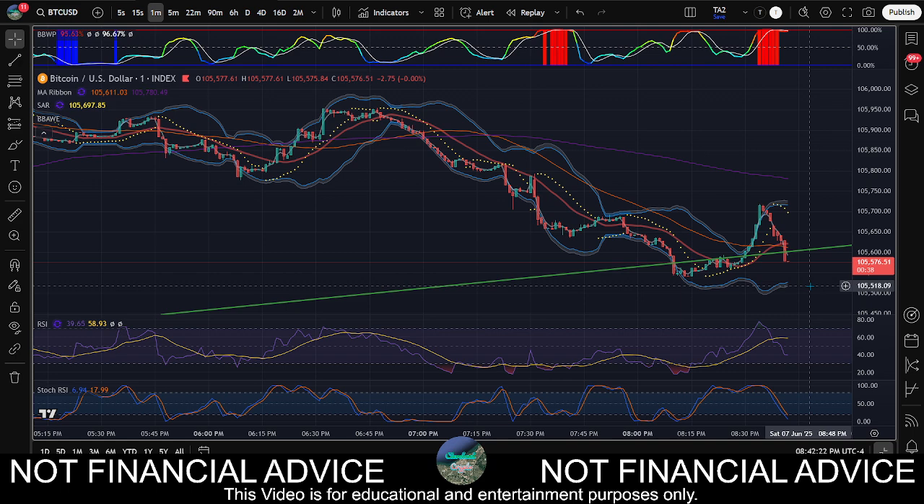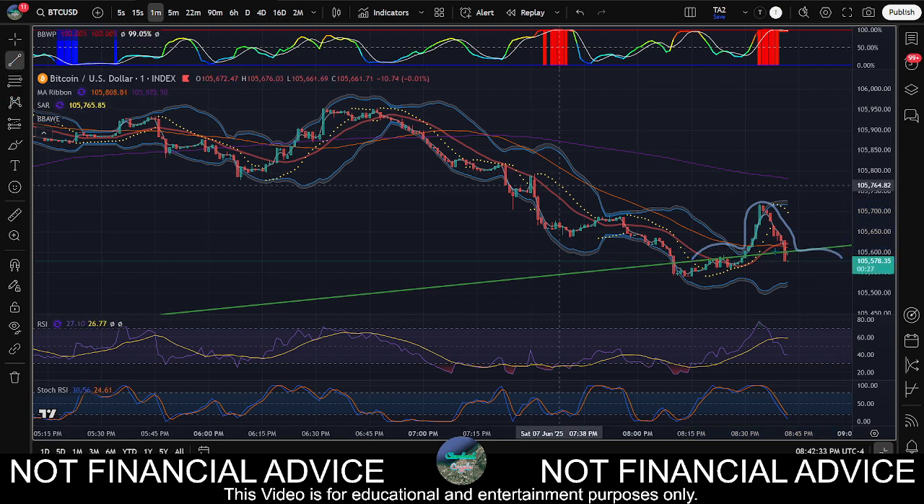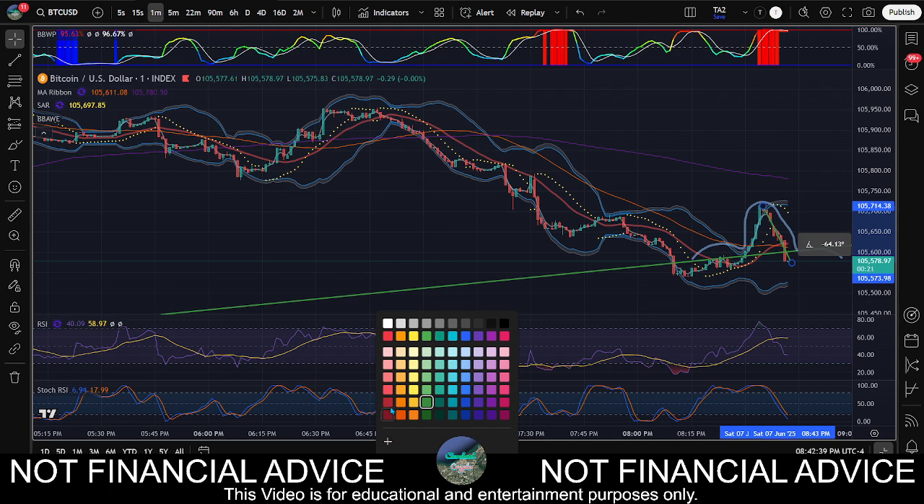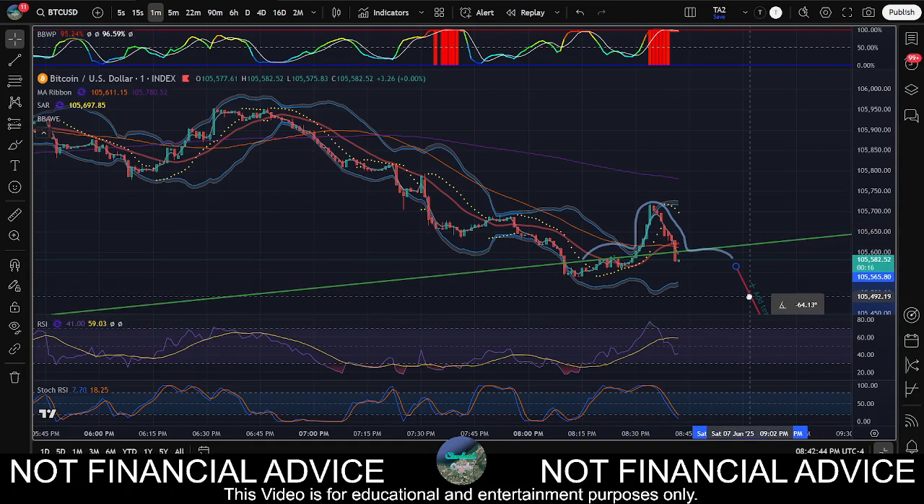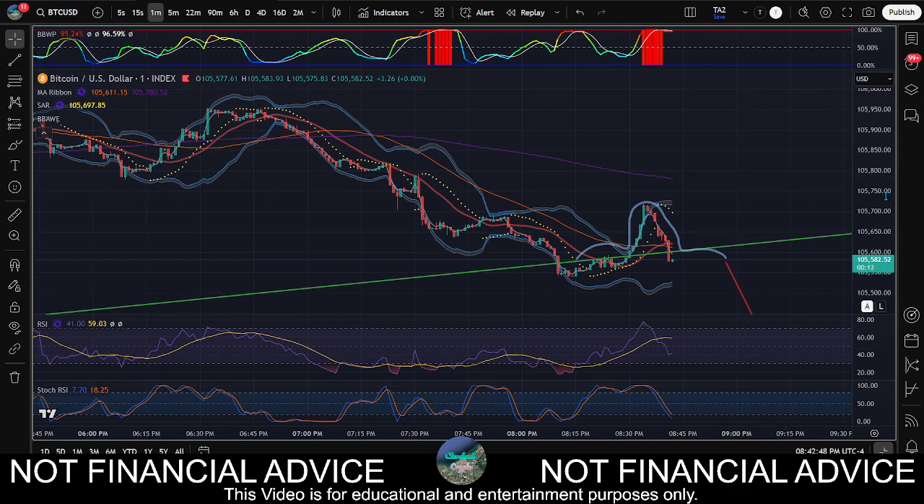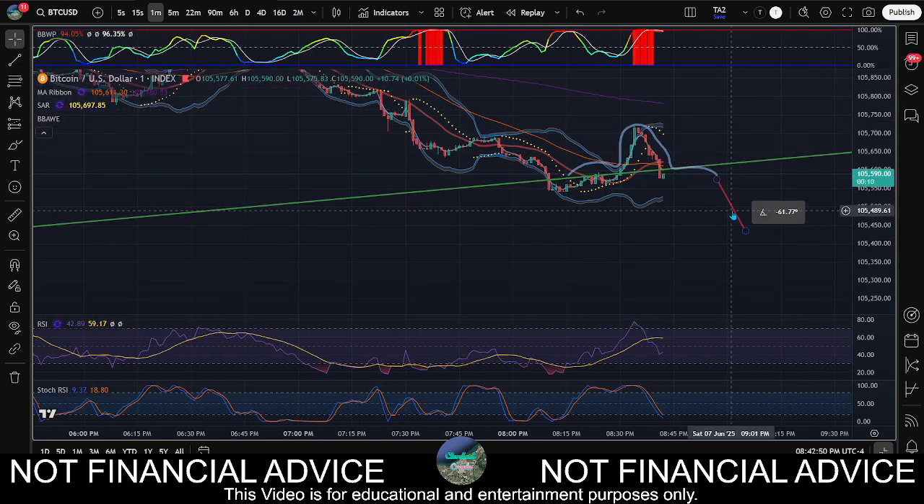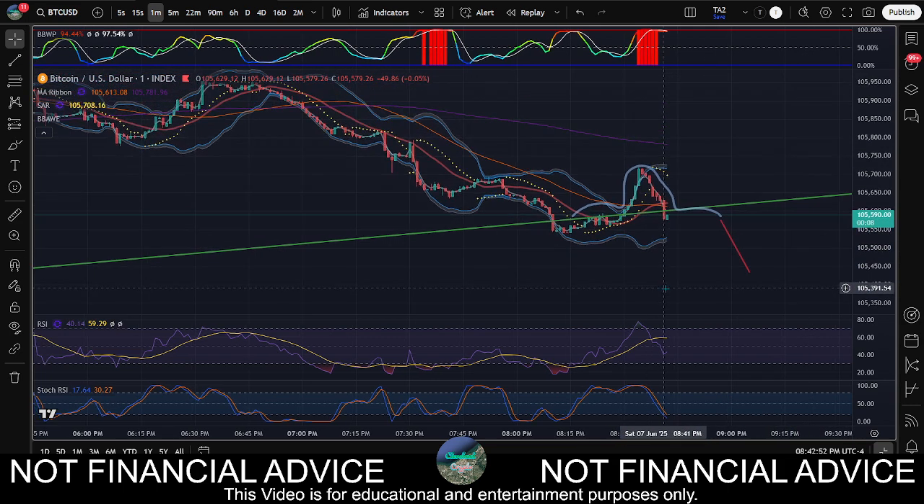Possibly going to form a right shoulder of a head and shoulders here. Now if that happens, our downward target becomes, do it in red, downward target becomes 105.4.